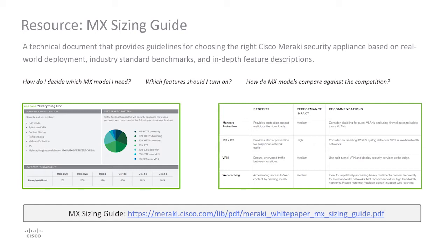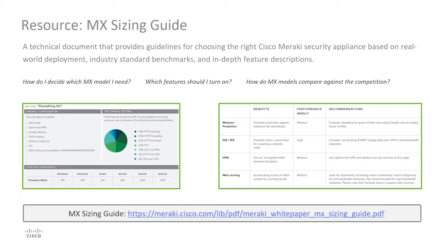The sizing guide provides a side-by-side comparison of each model of MX. Simply select the physical requirements, such as port quantity and type, PoE, power, and so forth. Then compare the line rate network performance. The sizing guide goes on to articulate each security feature and the comparative performance impact of enabling that service. Most useful, though, are the real-world use cases.